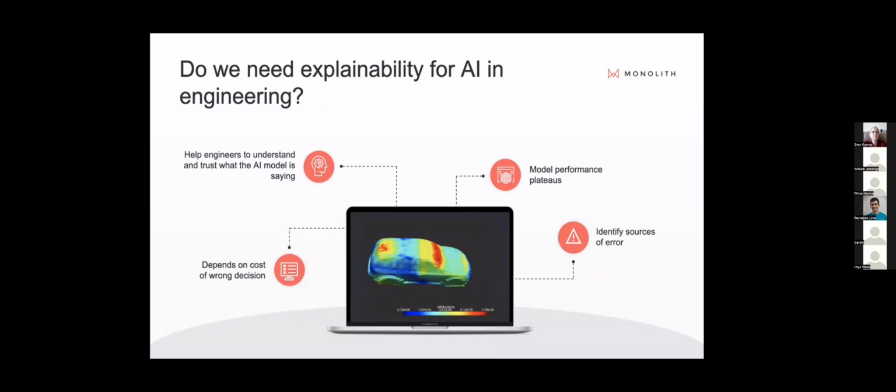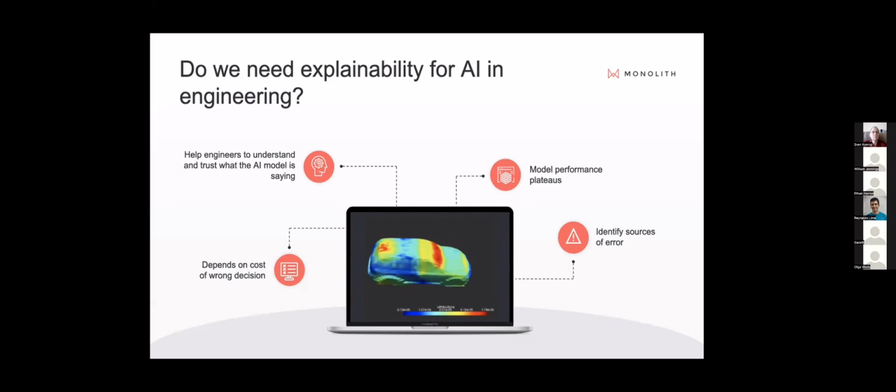But if you think about it, the need for explainable algorithms really depends on the cost of making a wrong decision. And when you're talking about stress of an aircraft wing under turbulence, or a critical part of manufacturing of a car, then the risks are such that robustness and trustworthiness are really important characteristics for engineers.